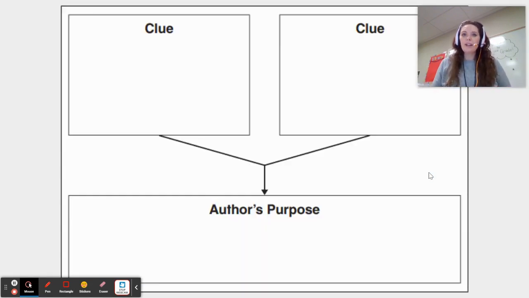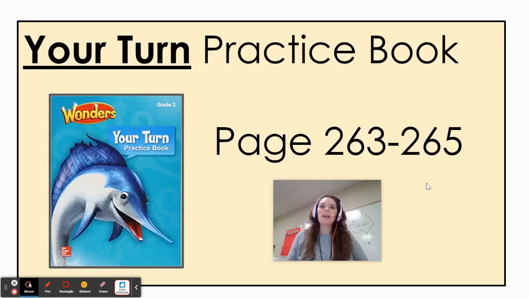This is the graphic organizer we will be using this week. You can see there are two clues that will lead us to determining the author's purpose. For this assignment, you will need your Turn practice book, pages 263 through 265. So go ahead and find that page now in your book and get ready to follow along as I read aloud.